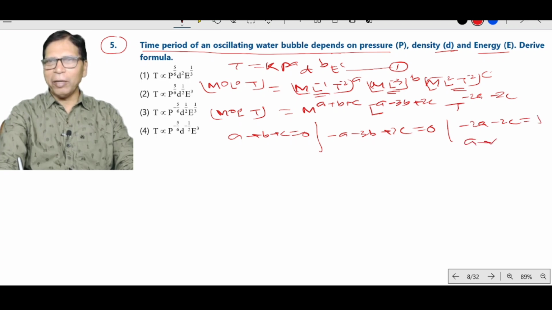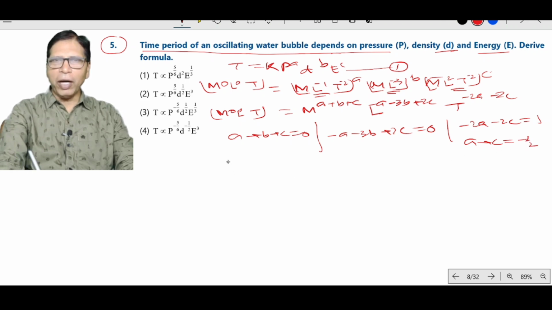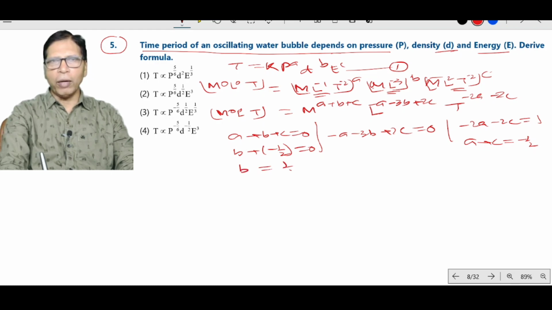So look at this, A plus C equals minus half. If A plus C is minus half, you can write B plus A plus C equals 0, so B plus minus half equals 0. So B equals half. Which options have B as half? Option 2 and 3 have B as half.